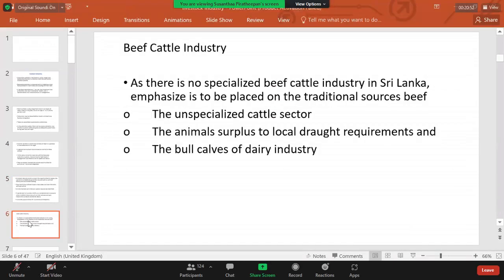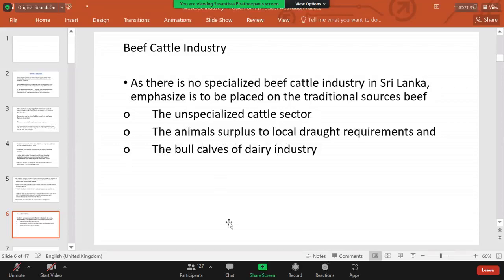Okay, beef industry, that's in cattle. In Sri Lanka, there is no specialized beef industry, so emphasis is to be placed on traditional sources of beef. That's the problem, because of our socio-ethnic purposes, we are not having a beef industry. But you know, animals are being slaughtered, so many cattle every day. But that's not a very specialized sector, so we call it the unspecialized cattle sector.